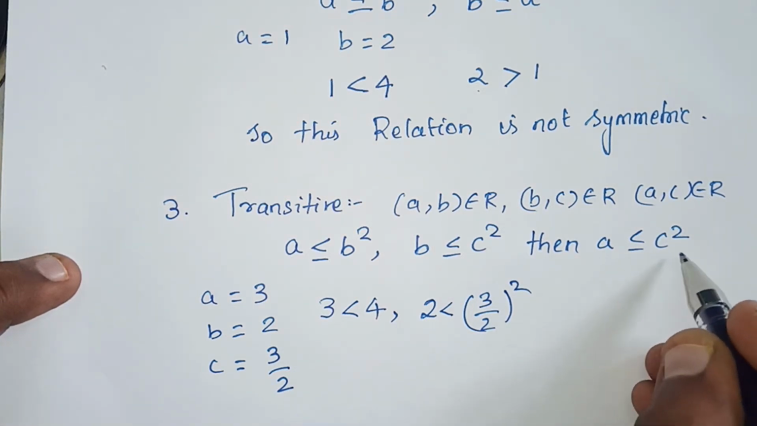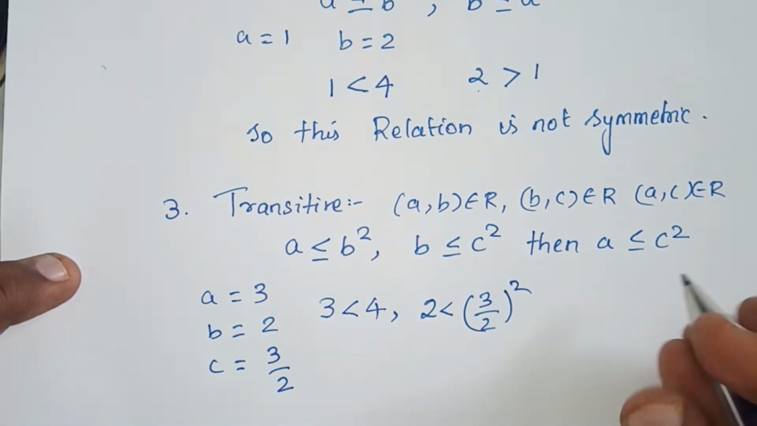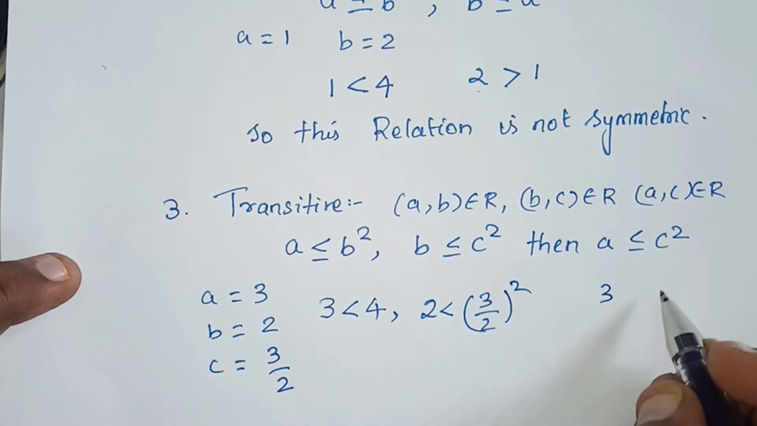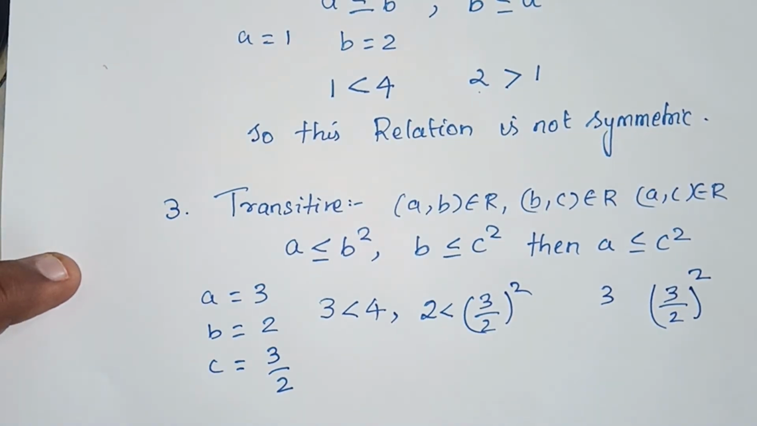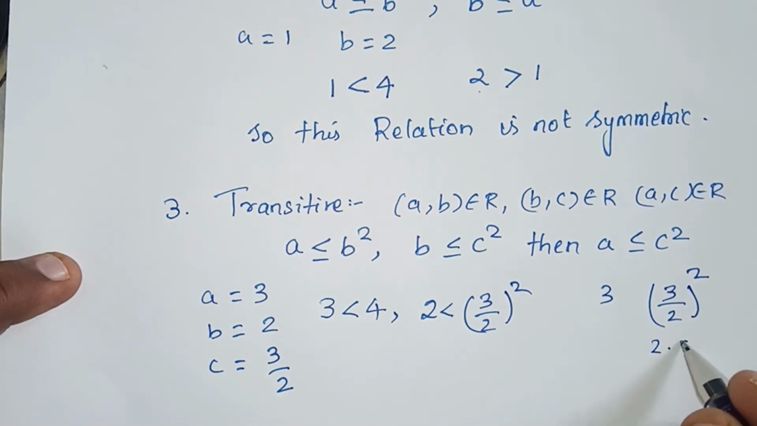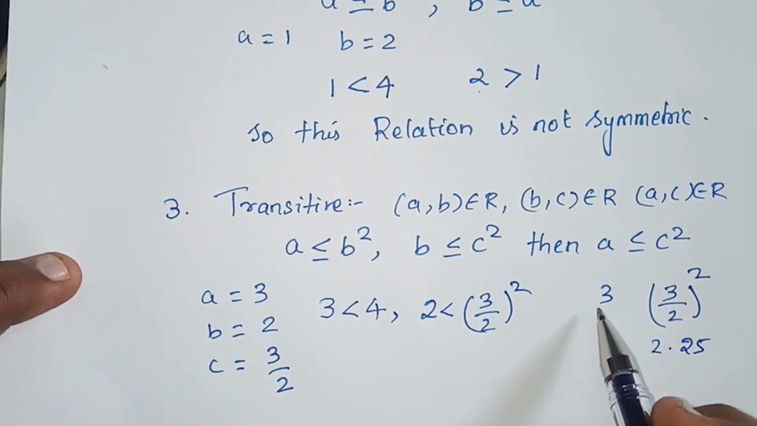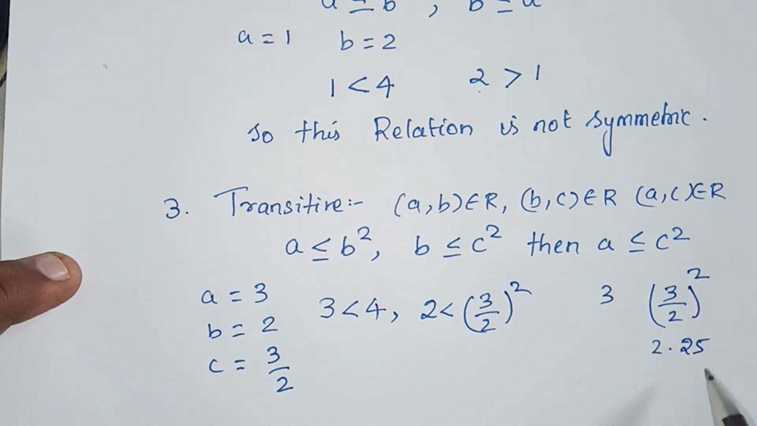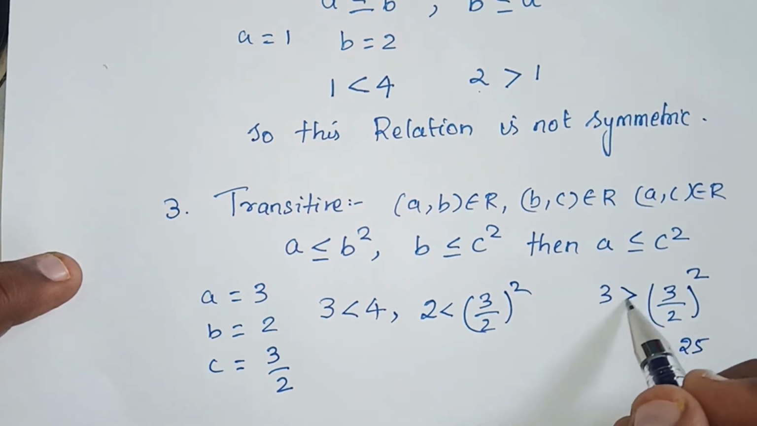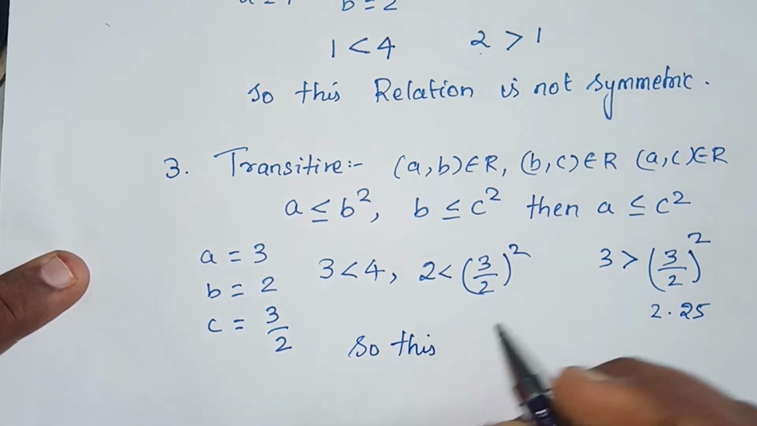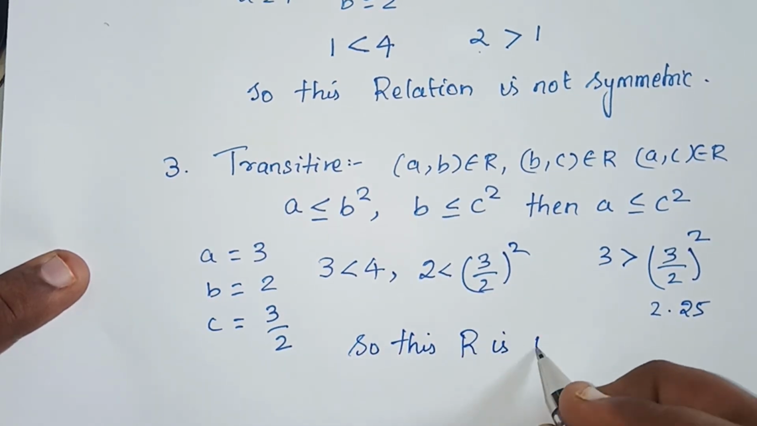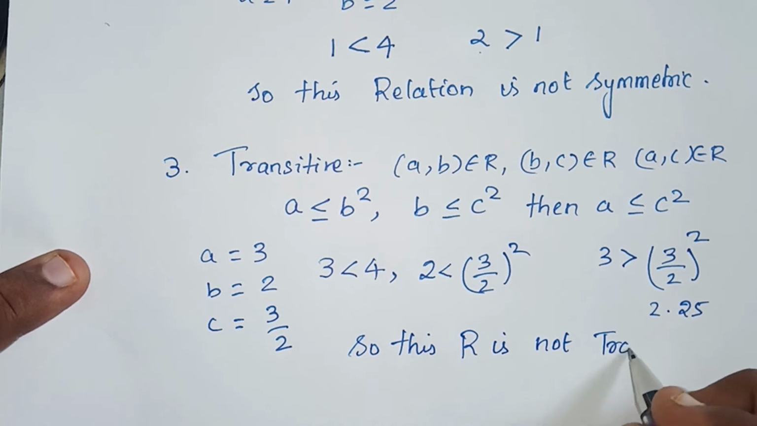Then a is less than or equal to c square, right? a is 3, c is 3/2, the whole square. (3/2)² is 2.25, right? So this a is not less than c square. It is greater than c square. So this relation is not transitive.